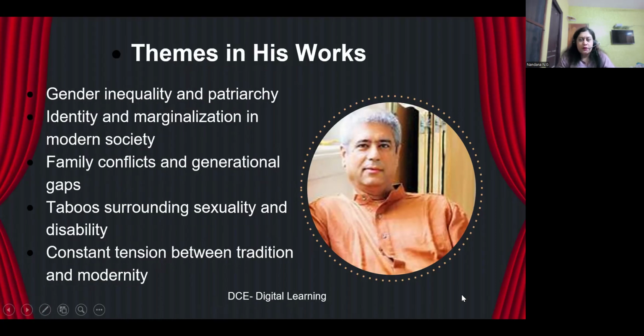The themes in his work: the primary themes that are visible in his plays are, first, gender inequality and patriarchy; identity and marginalization in modern society; family conflicts and generational gaps; taboos surrounding sexuality and disability. Taboo means customs which forbid us to do something. And constant tension between tradition and modernity. In fact, in Tara, we can see all these themes and much more.